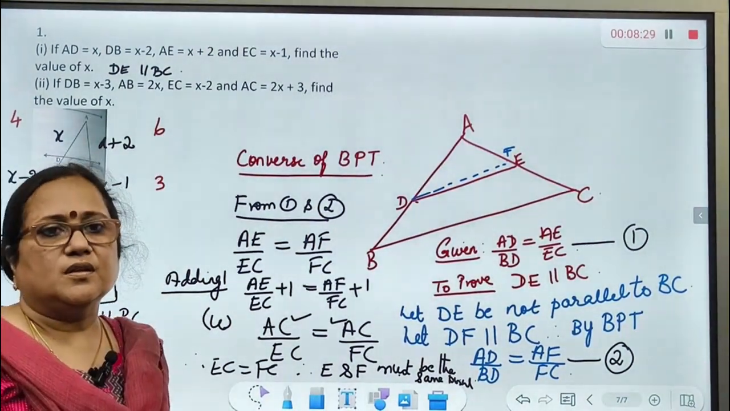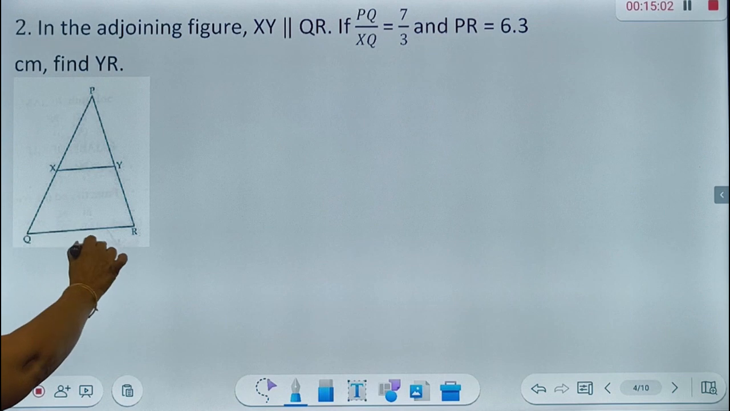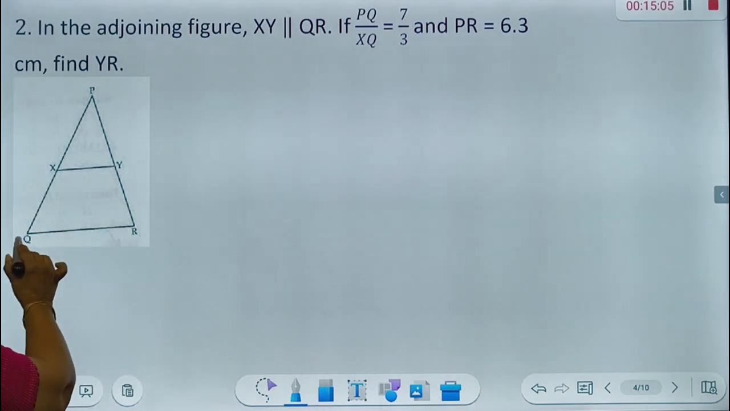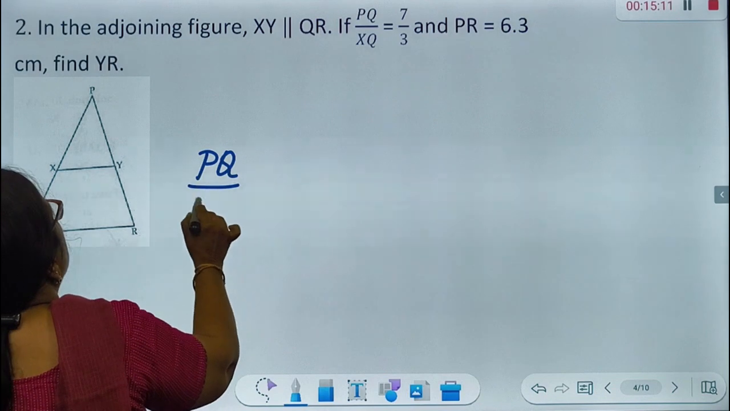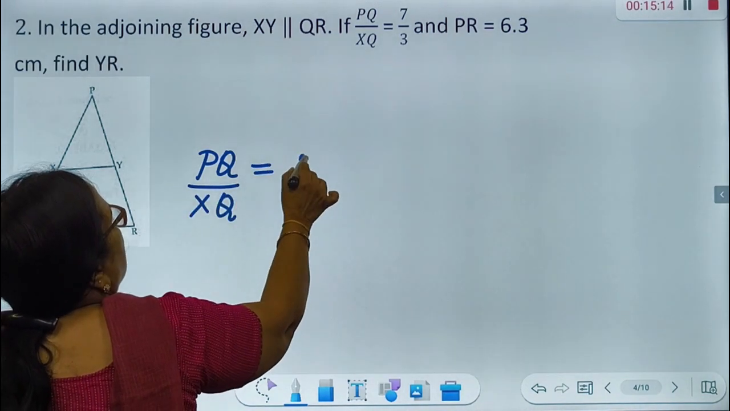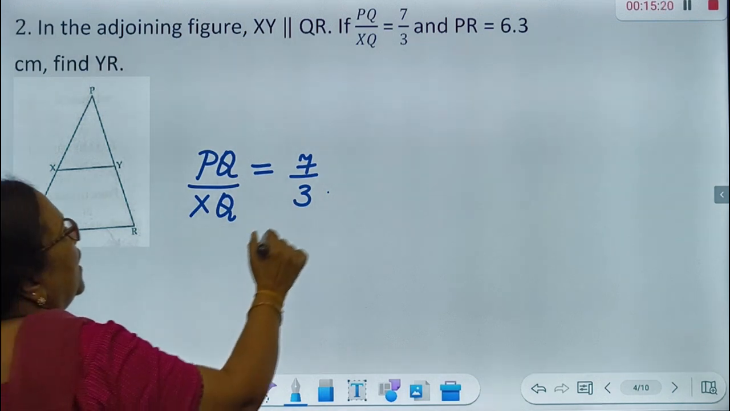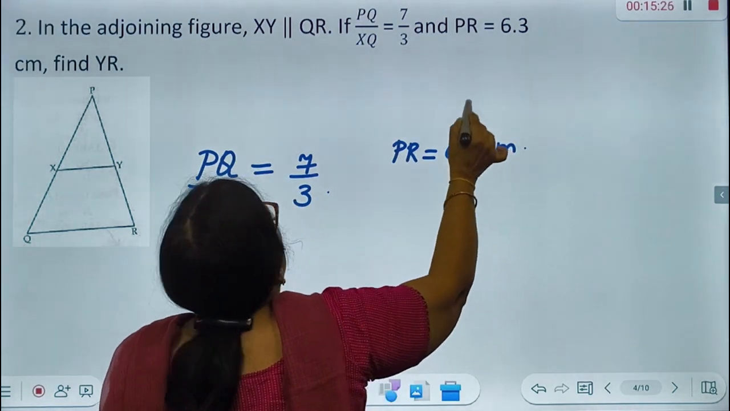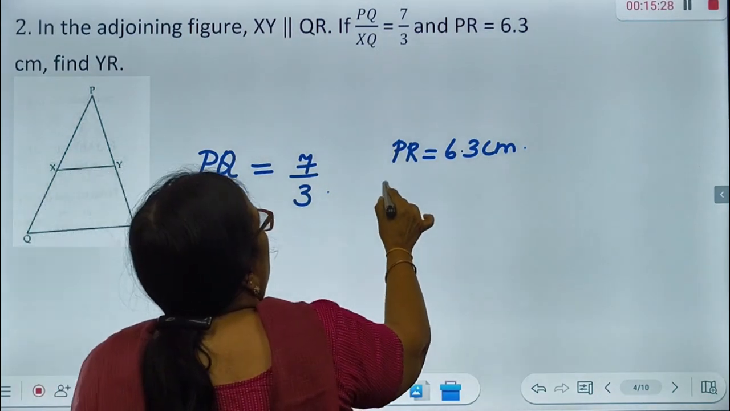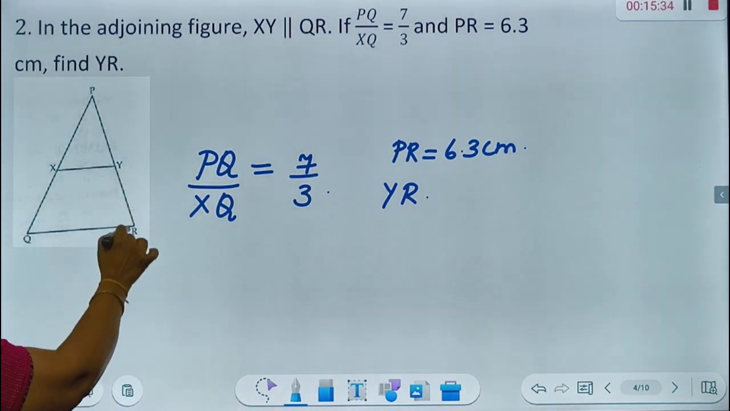Are you able to follow this? Now look at this problem. You are given a figure, a triangle PQR, and XY is parallel to QR. PQ by XQ is given to be 7 by 3, and PR is given to be 6.3 centimeter. You have to find YR. So PR is given, you have to find YR.